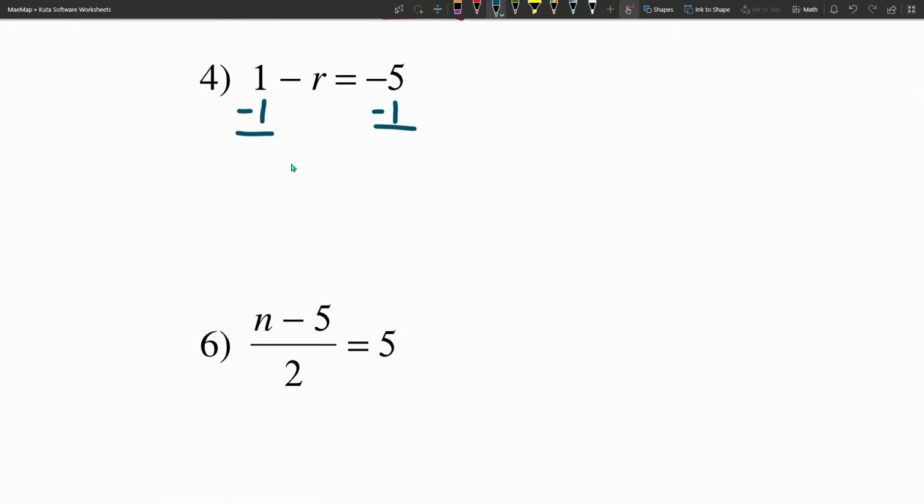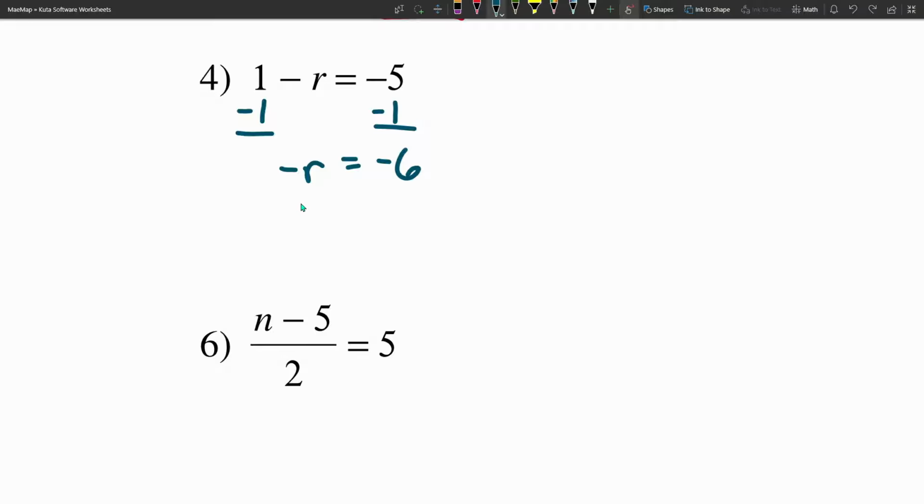1 minus 1 is 0, so I still have my -r, and that's going to be equal to -5 minus 1, which is a -6. Now we're very close to solving this. We need to do one more step. And if this is a -r, in order to cancel out the negative, we can either divide by a -1 or multiply by a -1.